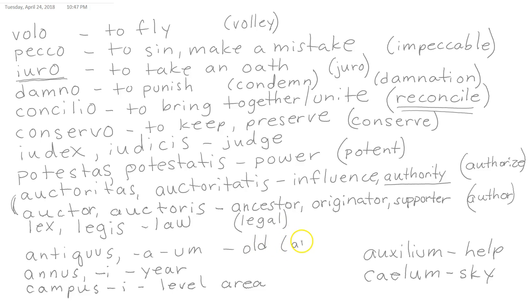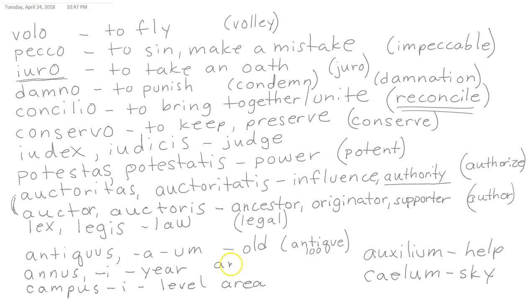Antiquus, antiqua, antiquum, old. We get the word antique. An antique is something that's at least 100 years old. But antiquus can just mean old. It doesn't need to be 100 years old. That's our derivative.